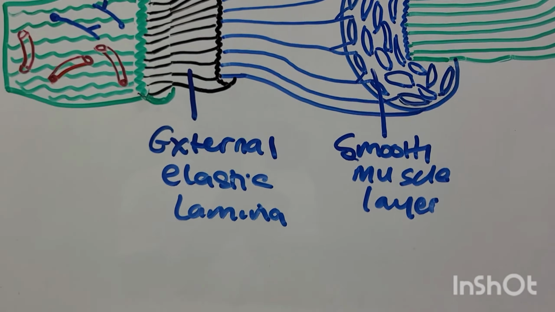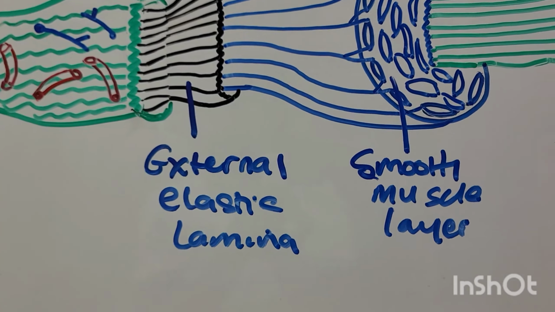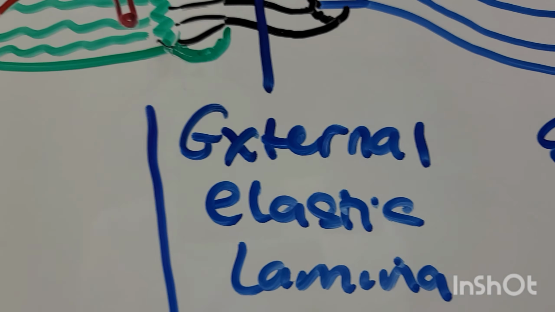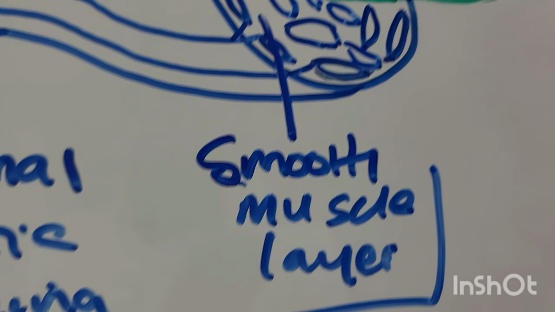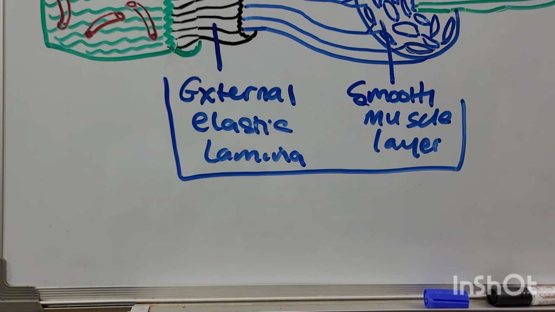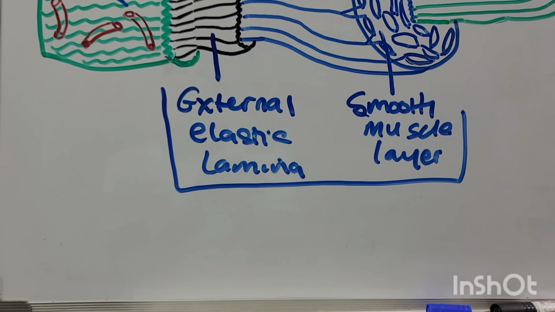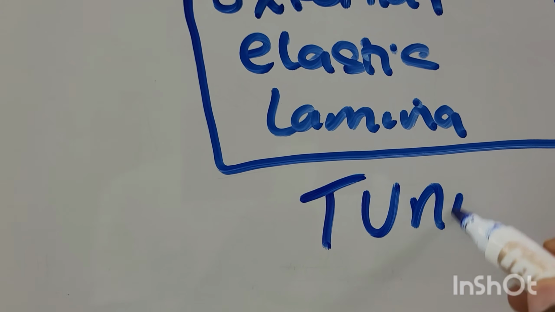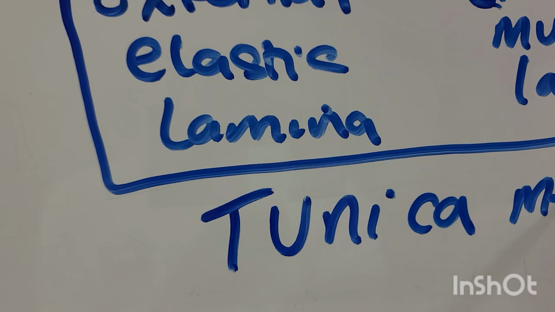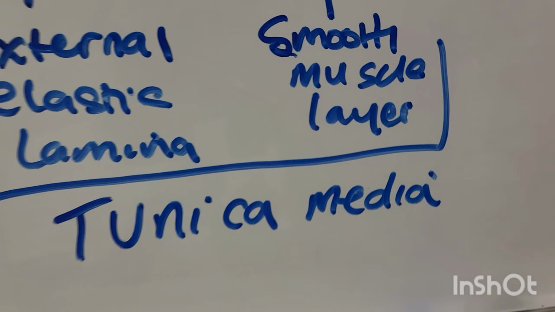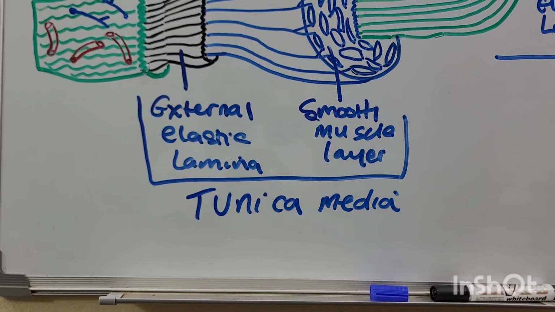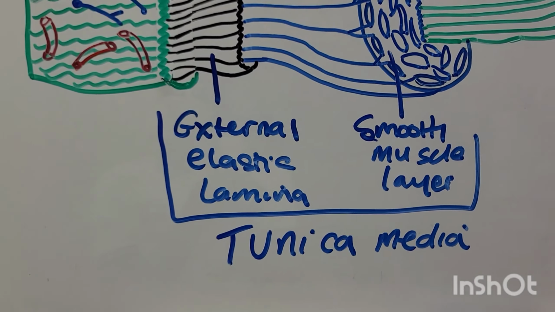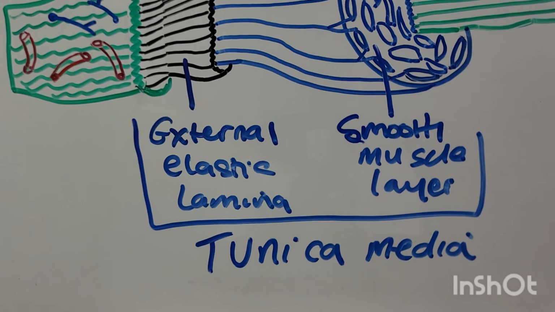Now this external elastic lamina and the smooth muscle layer together make another middle tunic. That middle layer of the arteries and veins is what we call the tunica media. So when you talk about the tunica media, it's made up of this smooth muscle layer and the external elastic lamina.